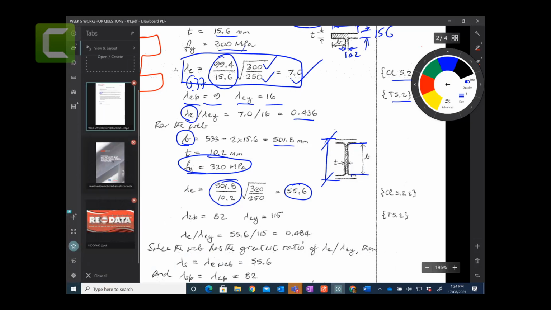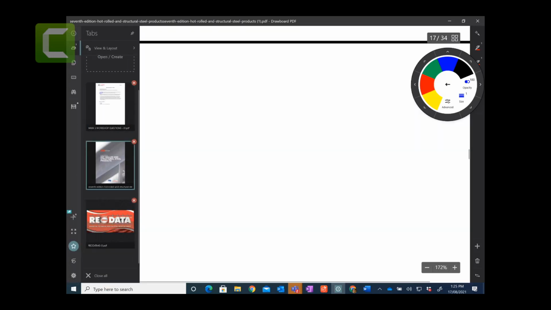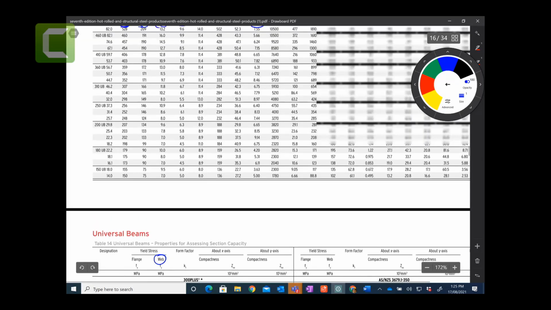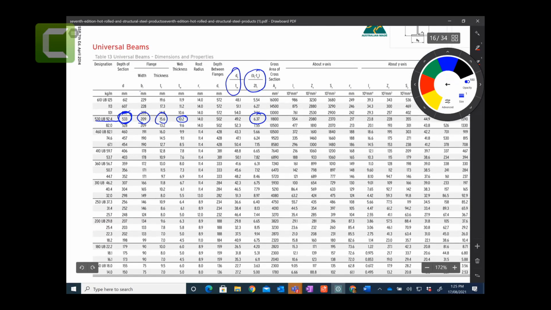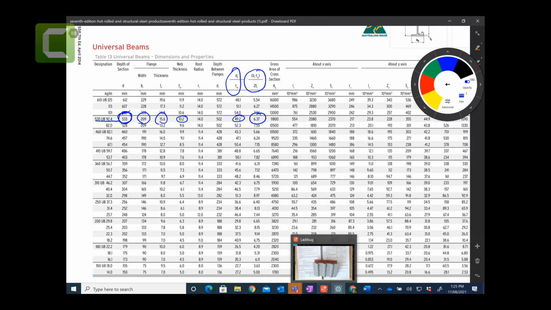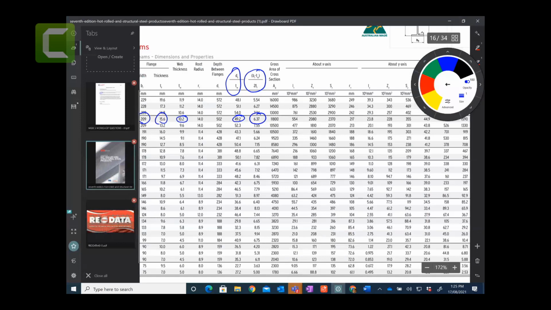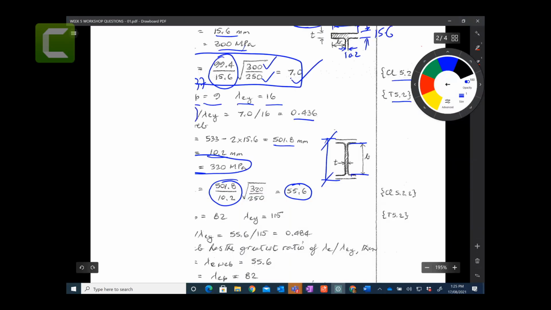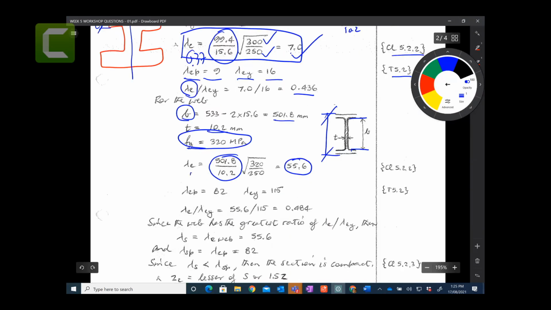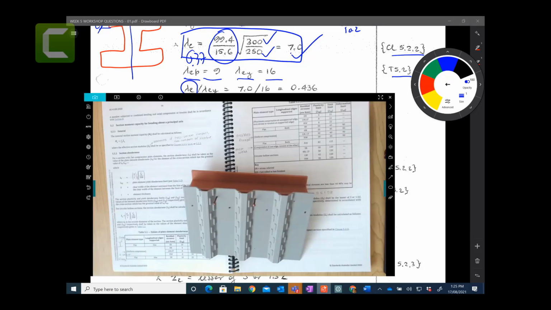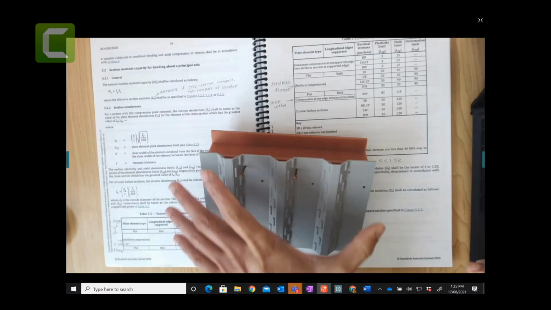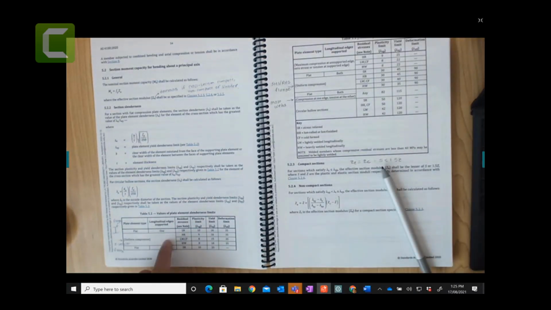I'd like to show you that this D on T ratio is 49.2, so you can use 49.2 straight away here. This 49.2, 320 over 250, you get 55.6. Again, you can get the plasticity limit and yield limit. You can use this one. So over here we use this row.